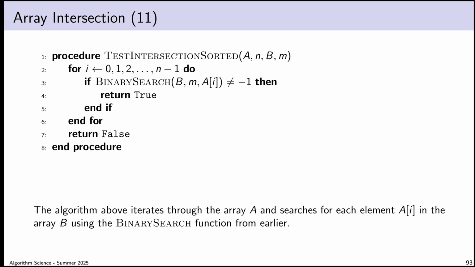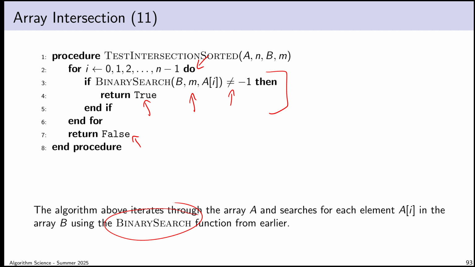So I end up with this pseudocode. I take my two arrays A and B, which are assumed to be sorted, and then I loop over every element of A, and I just go searching in B for it using binary search. By the way, this is the specific binary search function that we saw something like 40 slides ago. And then if I find the element, in other words, if it doesn't return -1, then I return true, and if I get to the end and I haven't done that, then I return false.